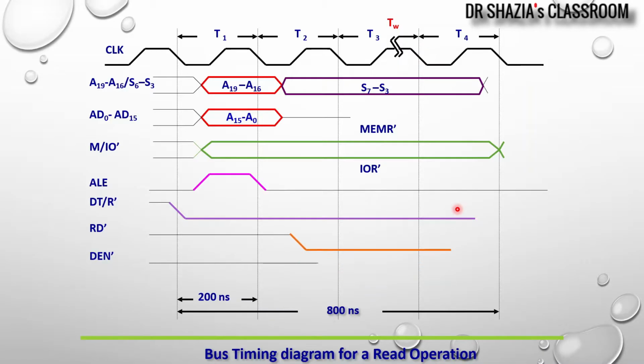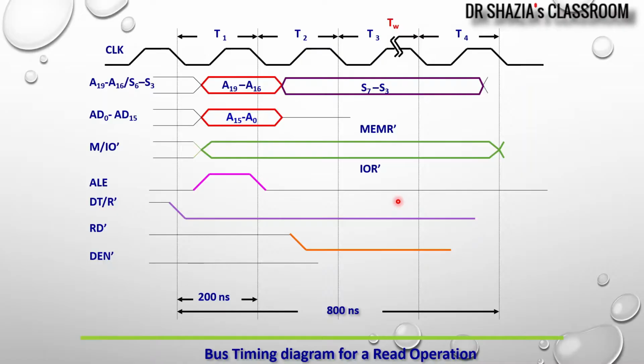Along with that, we are going to activate your read signal, the control signal for read operation, which completes our whether we are going for memory read or IO read signal. If you have the upper green line, we are going for memory read operation. If we have the lower green line, we are going for IO read operation.